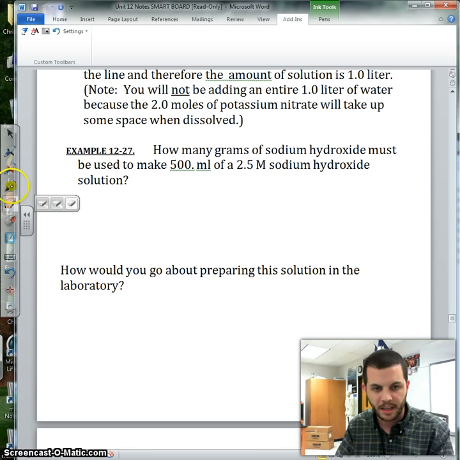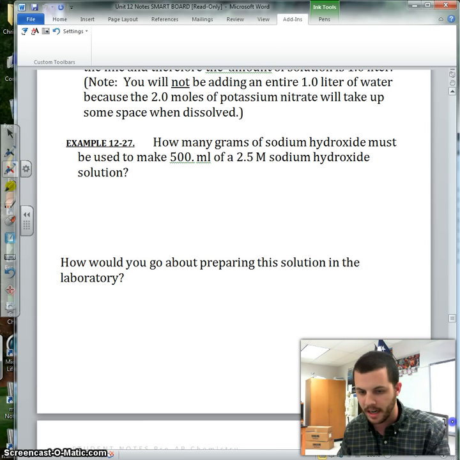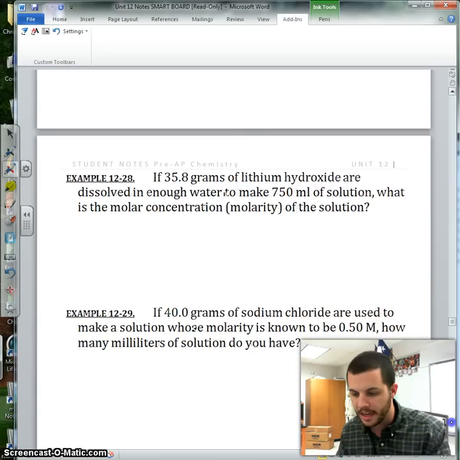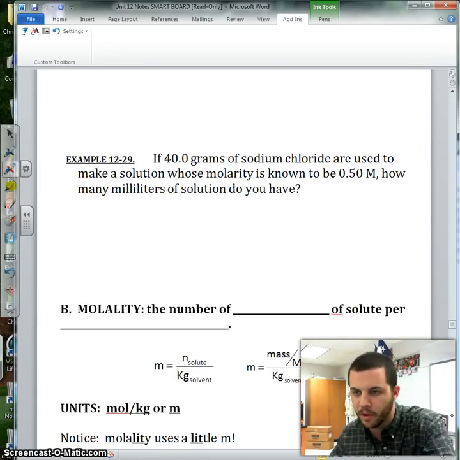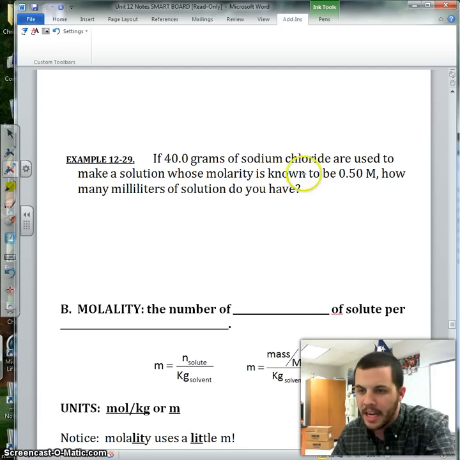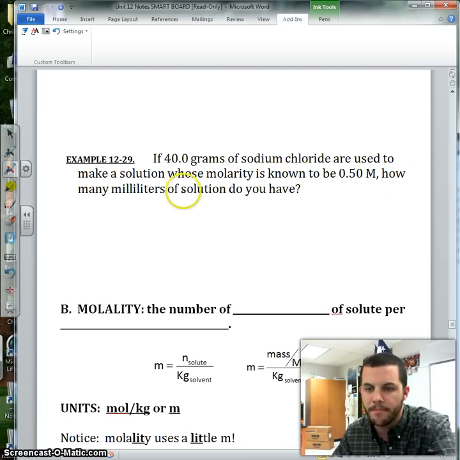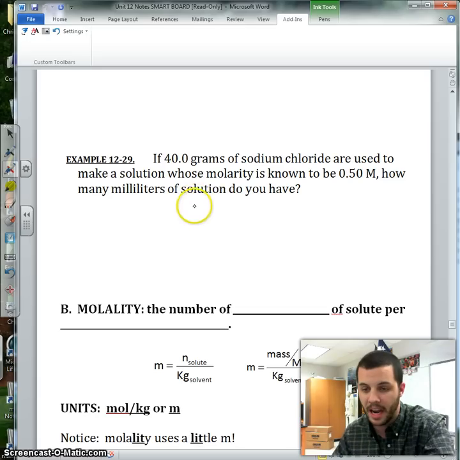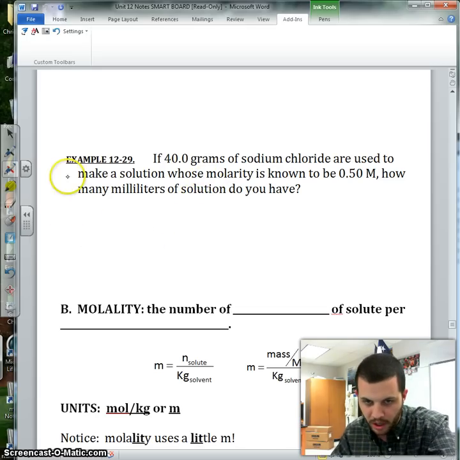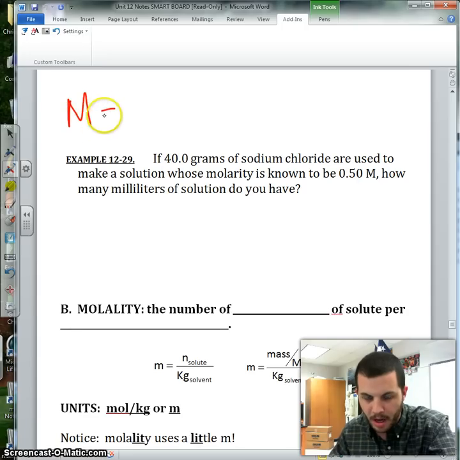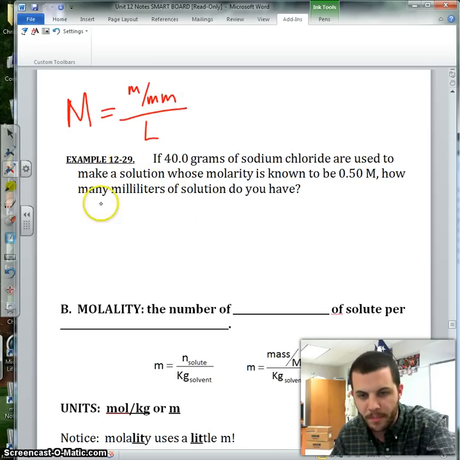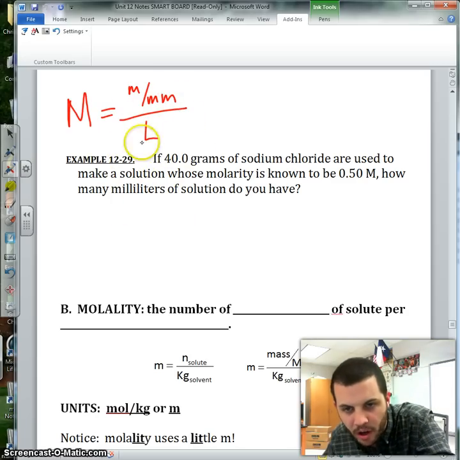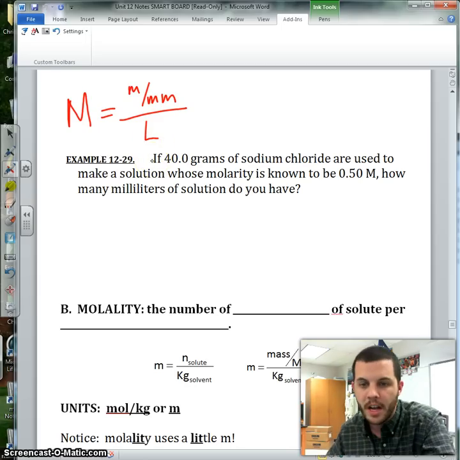Let's take a look at one more quick example. The next example I want to look at is 12-29. It says if 40 grams of sodium chloride are used to make a solution whose molarity is known to be 0.5 molar, how many milliliters of solution do I have? What I'm going to do is plug and chug into my molarity formula. Molarity equals mass over molar mass divided by liters. I'm looking for milliliters, so in the end I'm going to solve for liters and then convert to milliliters.